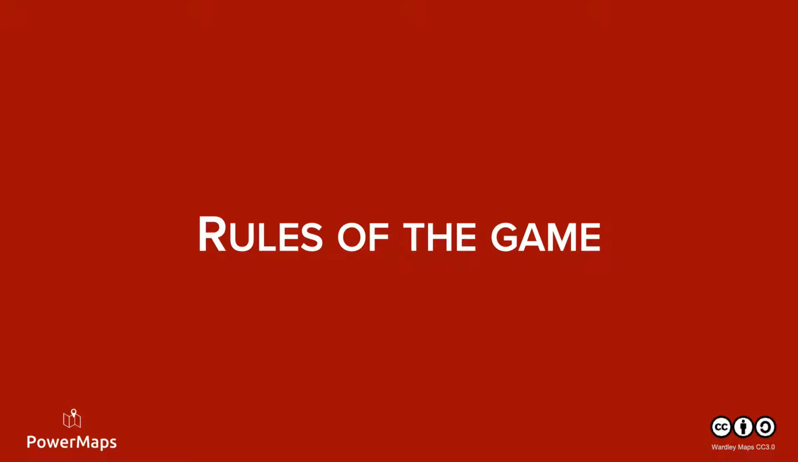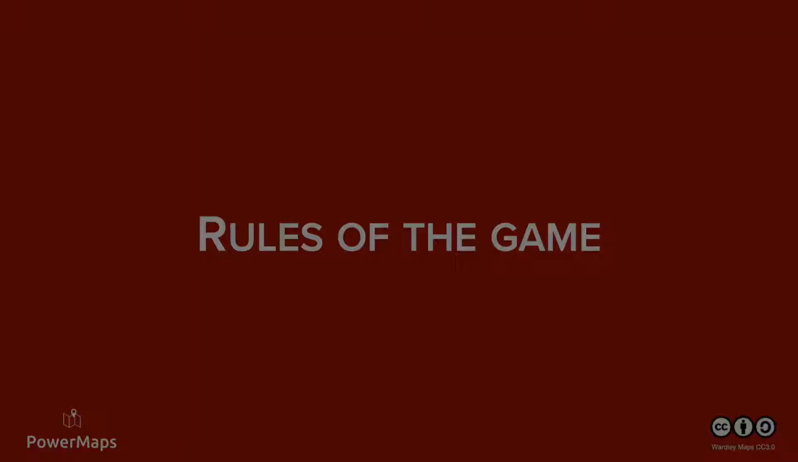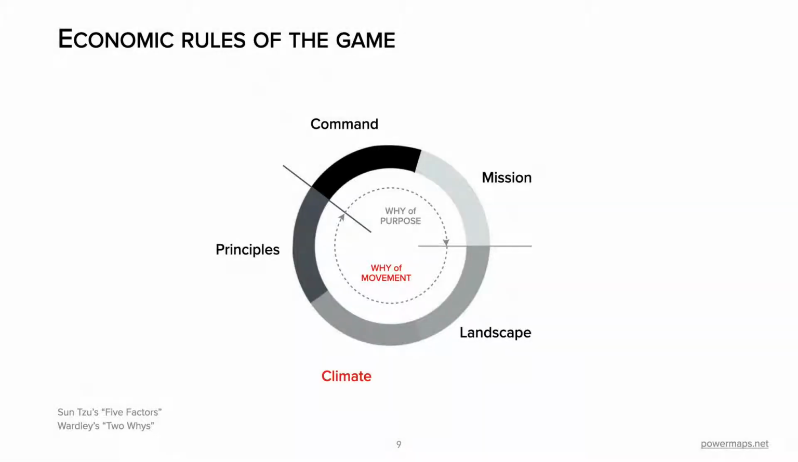Let's take a look at how you can anticipate the future by applying economic rules of the game to your power map. We know that climate can change a physical landscape. A river can freeze in winter, overflow in spring, dry up in summer. And in a similar way, your business landscape is also being shaped by recurring economic patterns. We call these economic rules of the game.